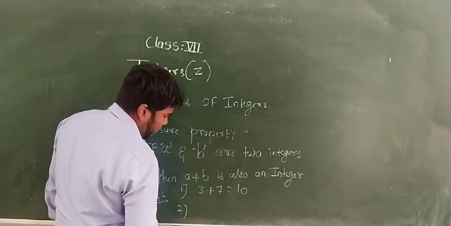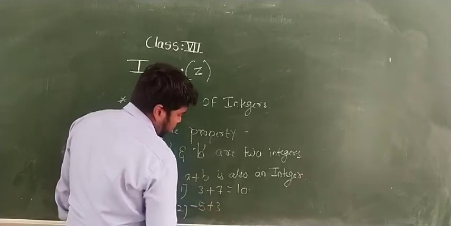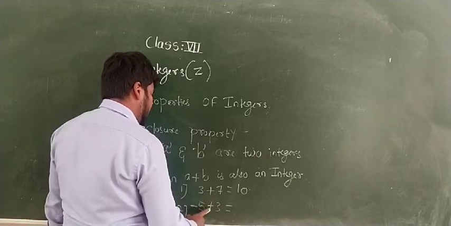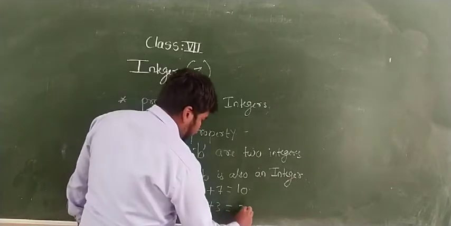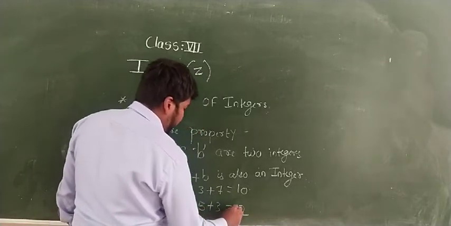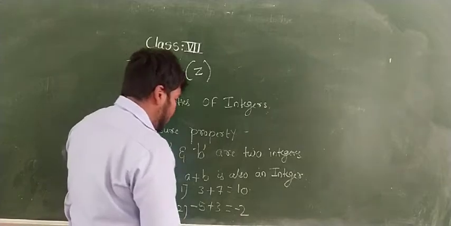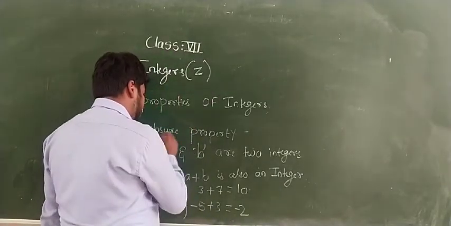Second one, if you take one more example, minus 5 plus 3. Okay, so 5 and 3. See, the plus and minus two operations are there. We have to do 5 minus 3, which is 2. By seeing the greater number's sign, we keep this sign. So minus 5 plus 3 is equal to minus 2. Okay, so these are two examples for closure property.